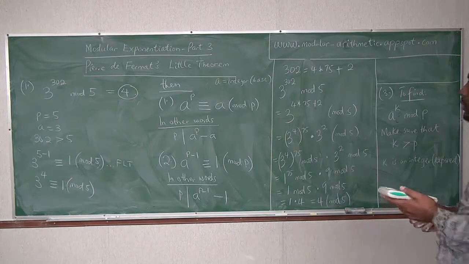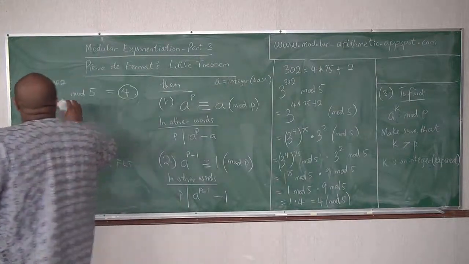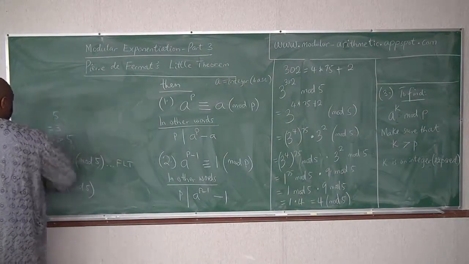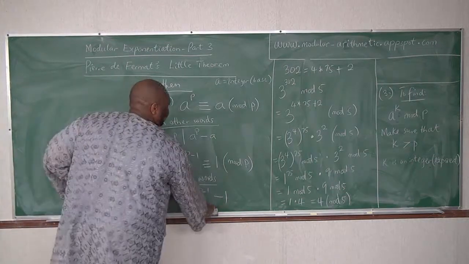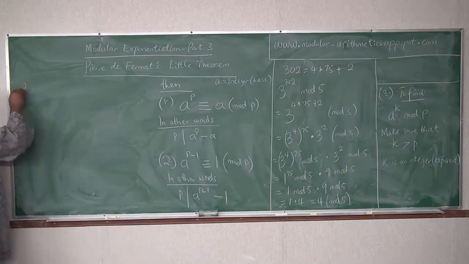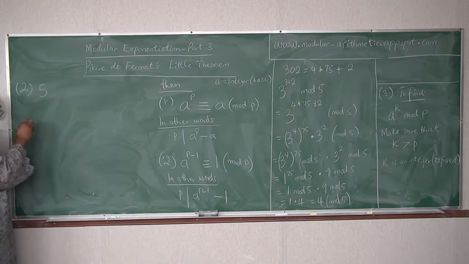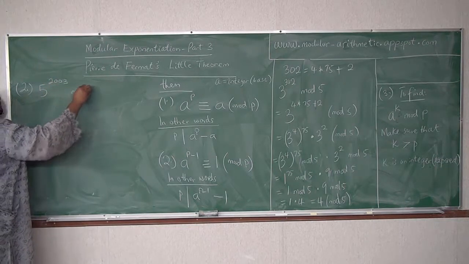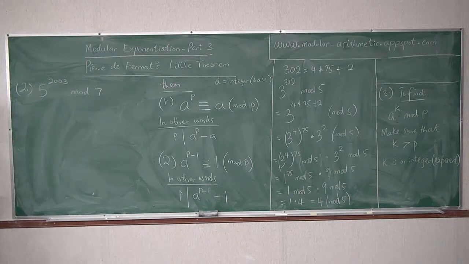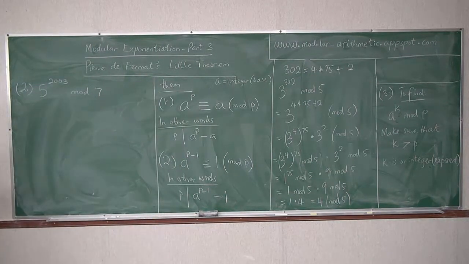Let's do another one. Number 2. Let's find 5 exponent 2003 mod 7. 5 exponent 2003 mod 7.